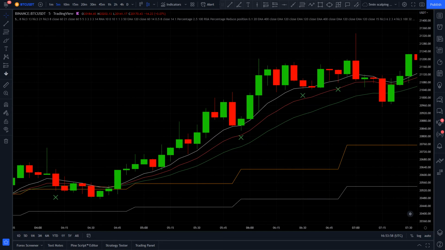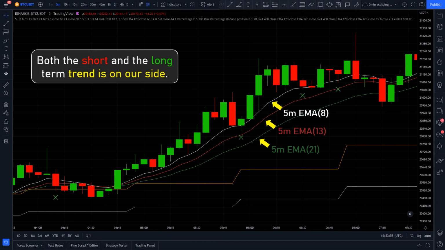For long entry, first we need to have the 1-hour 8 length EMA above the 1-hour 21 length EMA. This confirms that the trend is on our side on the higher time frame. After that, we need to see the 5-minute EMAs line up in the following order. On the bottom, we need to have the 21 length, in the middle the 13 length and on the top the 8 length EMA. This confirms that the short-term trend is up and also on our side.